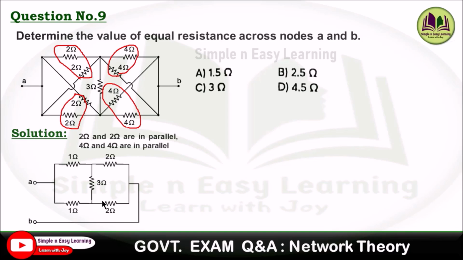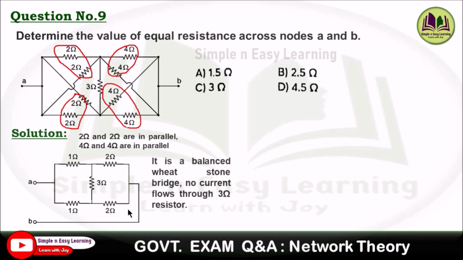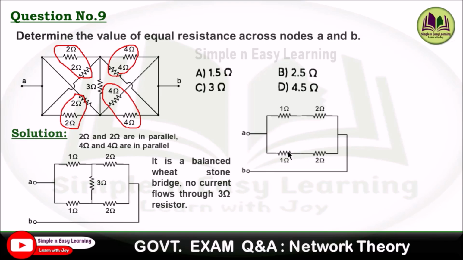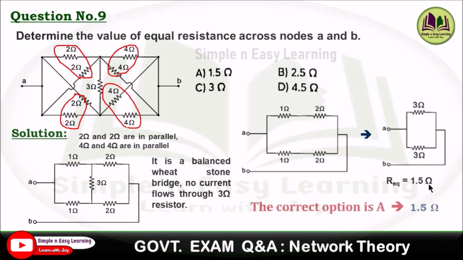and the common is 3 ohm. And this is of the form of a Wheatstone bridge, and it is a balanced Wheatstone bridge. So here in this branch 1 ohm, it is the same resistance, and here it is 2 ohms, same resistance. So it is a balanced Wheatstone bridge. In a balanced Wheatstone bridge, no current flows through the 3 ohm resistor. So the circuit is reduced like this, and we can easily calculate the resistance. So 1 ohm and 2 ohm are in series, it becomes 3 and 3 here, and now 3 ohm and 3 ohm are in parallel. So the parallel combination is 1.5 ohm. So the correct option is option A, 1.5 ohm.